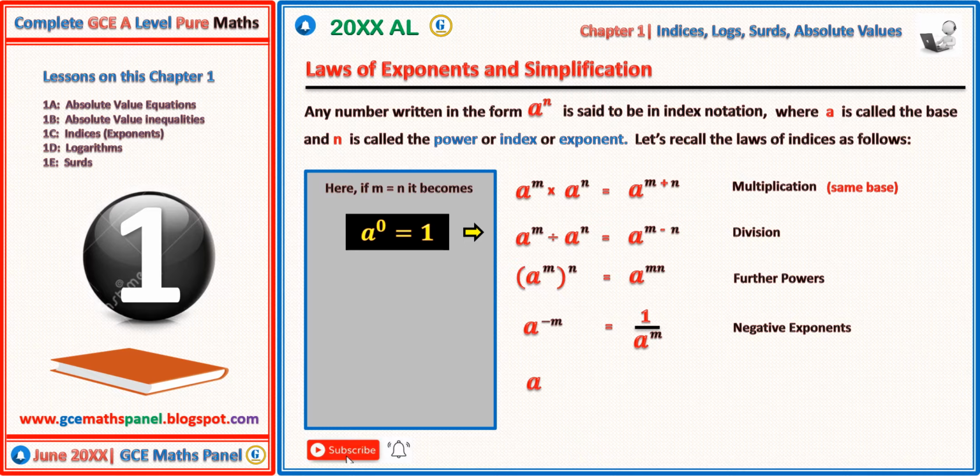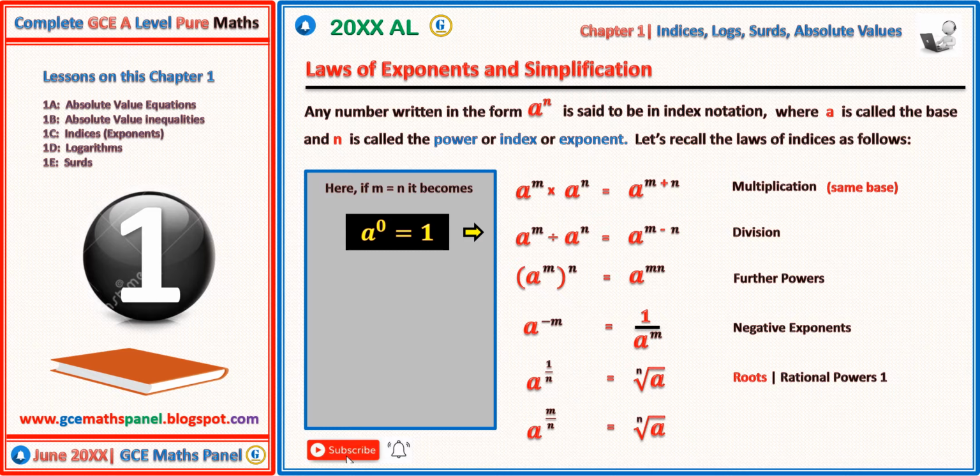Now let's look at the law of roots, which has two parts. The first part is a to the power 1 over n, which is the same as the nth root of a. This is part 1 of the law, which is on roots of rational powers. In this first case, the numerator is 1. In the second case, the numerator is different. It's not equal to 1.